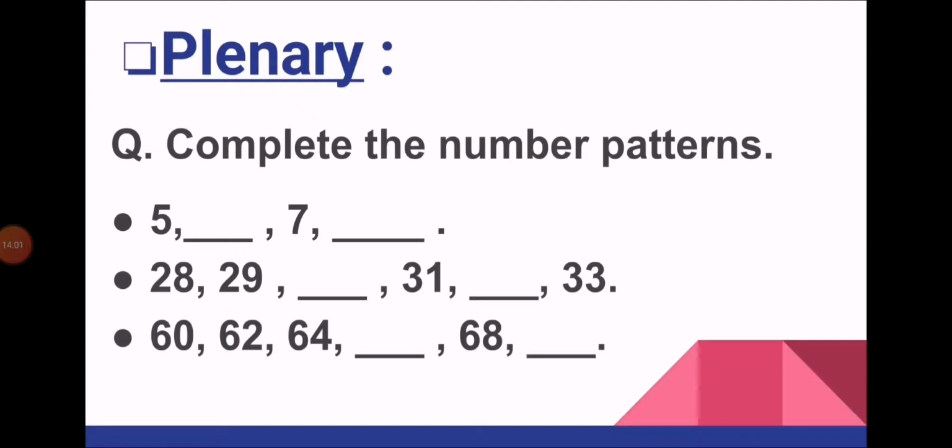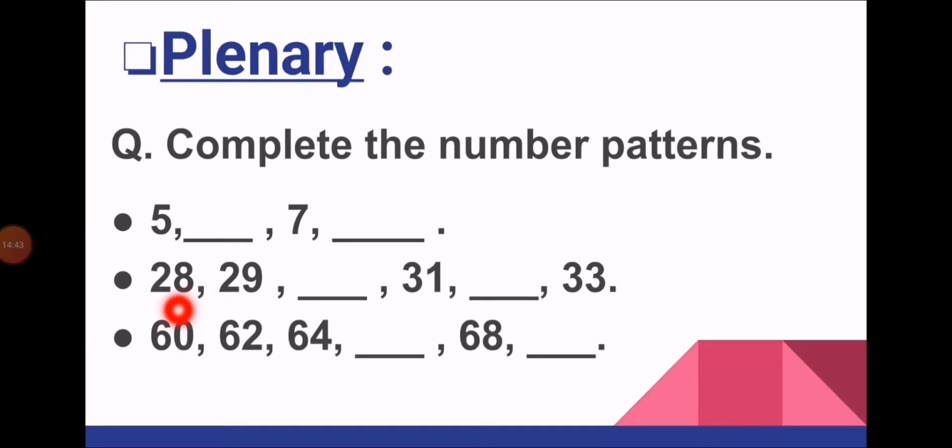Plenary. Complete the number pattern. Look at the number pattern here. 5, 6, 7. So start counting from 5. 5, the next is 6, then 7. Then what will be the next number? Yes, it's 8. It's simple counting. Look at the second pattern: 28, 29, 31, 33. So start counting from 28. 28, 29, 30, 31. Next is 32. Yes, then 33. So you will write your answers here.